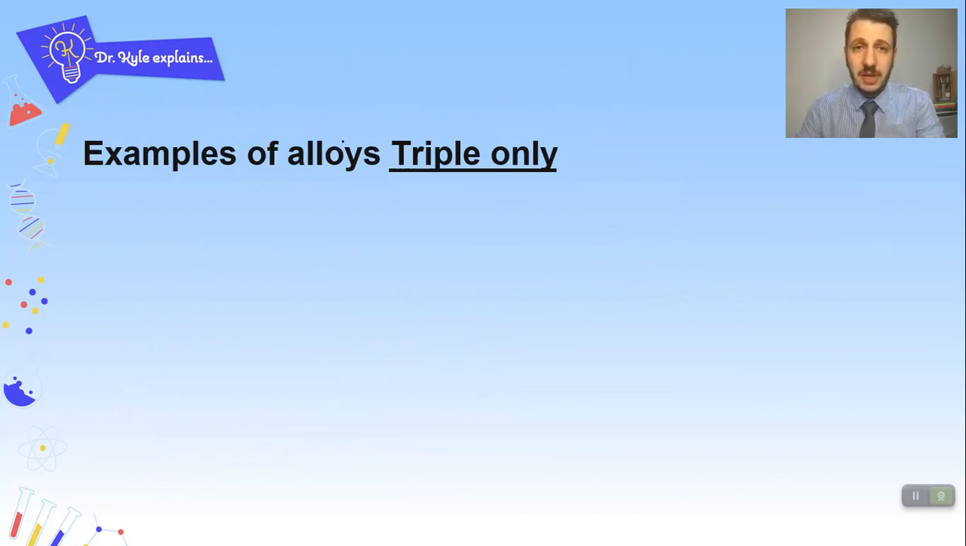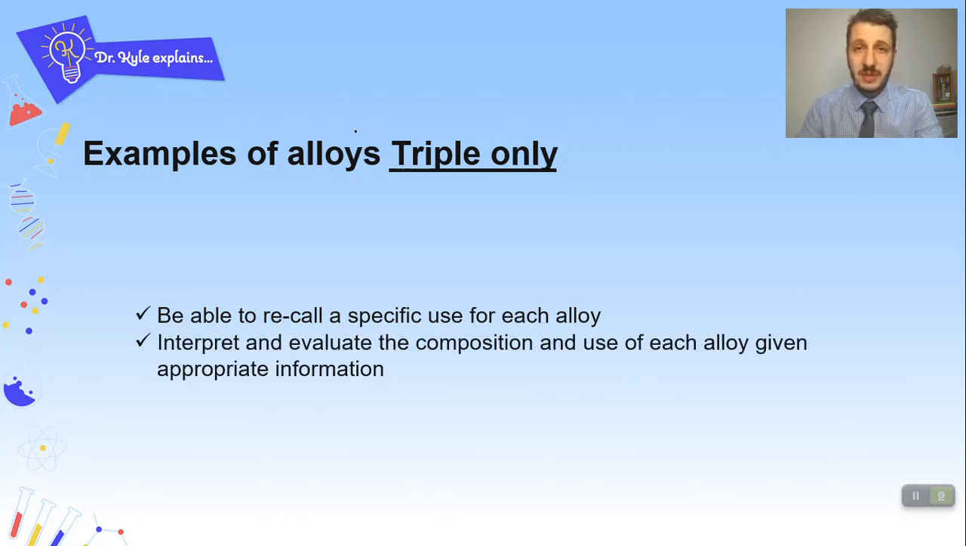Okay, so now we're going to go on to a section that is for triple only. So these are some examples of alloys. According to the specification, you need to be able to recall a specific use for each alloy, and you need to be able to interpret and evaluate the composition and the use of each alloy given appropriate information.